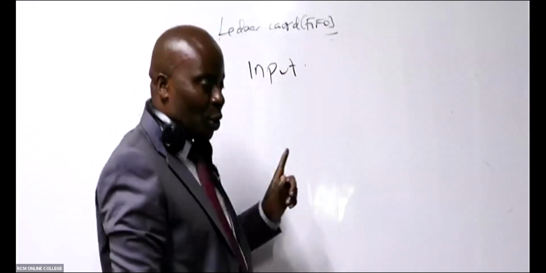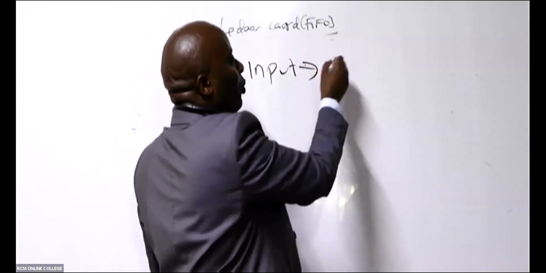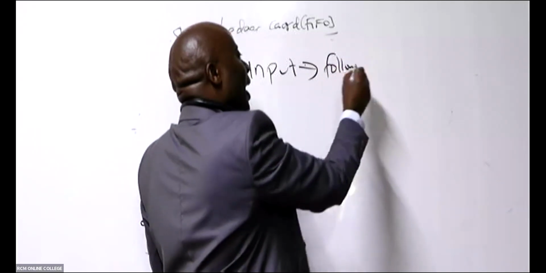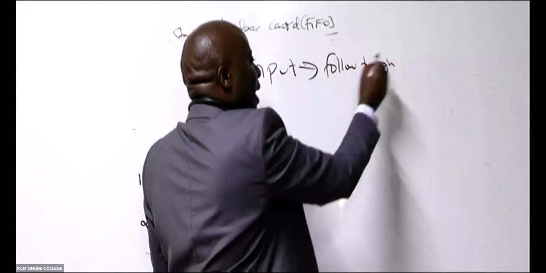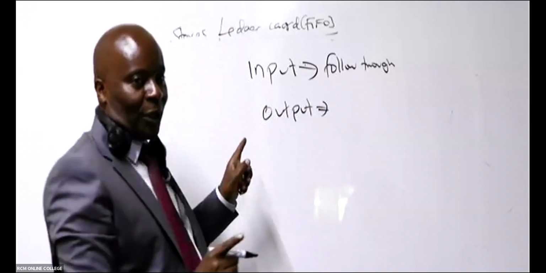So input, I'm so sure there is nobody who has a problem. All of you in this class, you've been able to follow through. Now, the problem comes in here, the output. What we shall be giving to Kasneb at the end of the day is the output, isn't it?